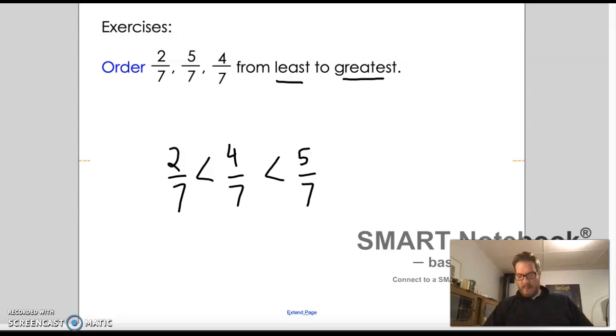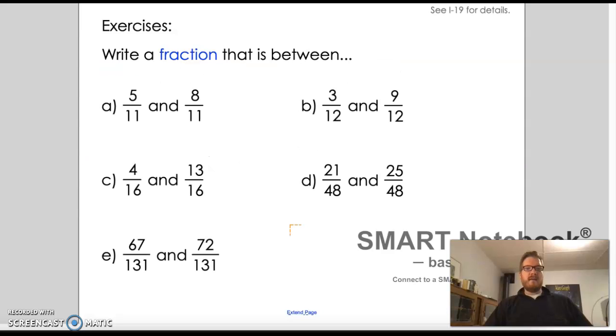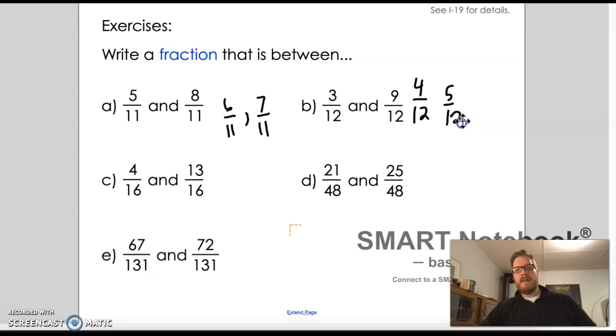Okay? And then what we need to do is start being able to name fractions between other fraction pairs. Interesting. So here we're asked to write a fraction that's between 5/11 and 8/11. So that could be anything like 6/11 or 7/11. Those are the two options here. Between 3/12 and 9/12, well, that could be anything: 4/12, 5/12, 6/12. It could be 7/12 or 8/12 as well. This one between 4/16 and 13/16.